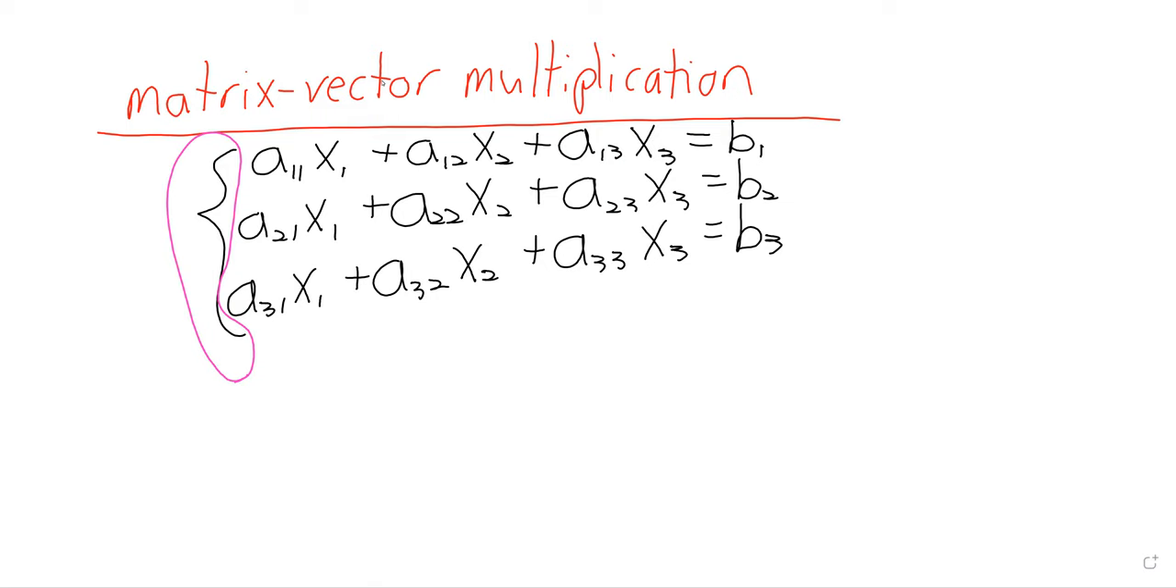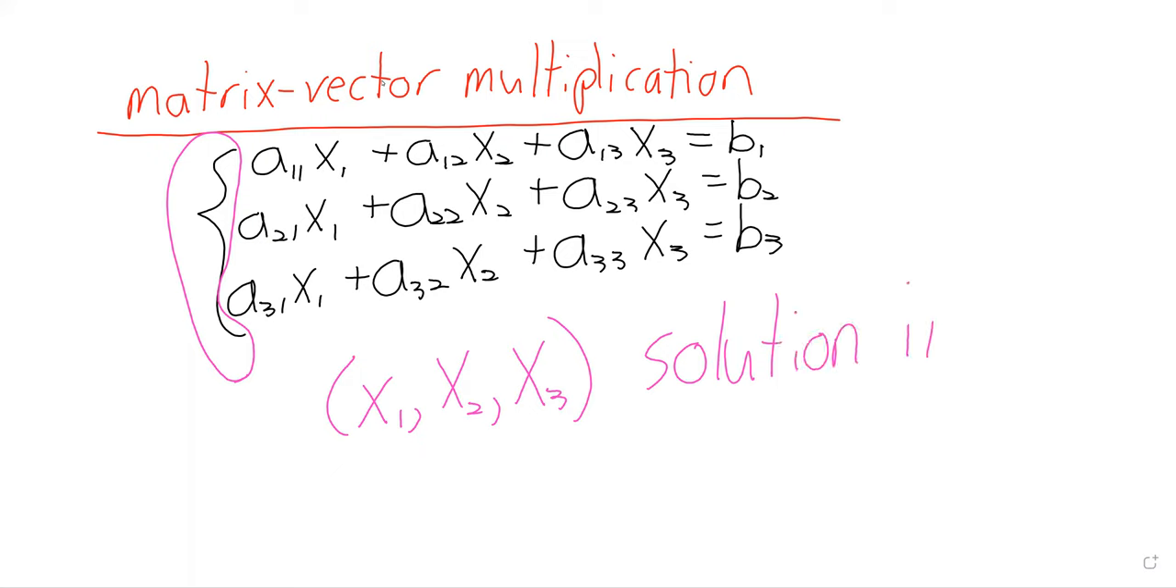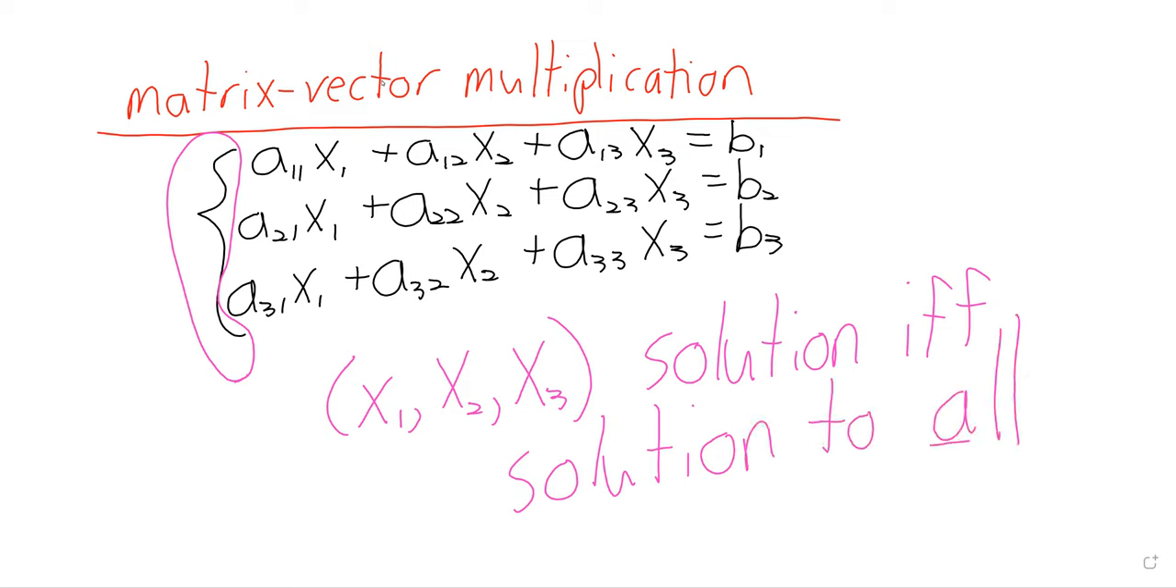And what that means is that if you have a value x1, x2, x3, that list is a solution if and only if it's a solution to all the equations.